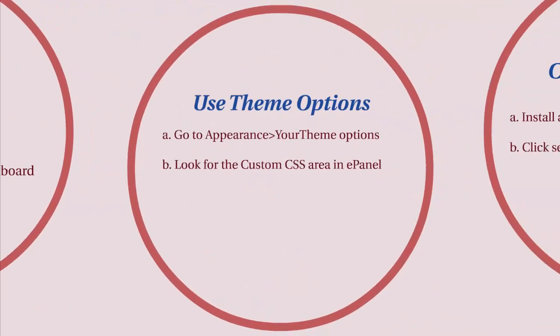The next example I want to show you is how you can use your theme options. Many themes have a spot in their options panel that will allow you to add custom CSS. Some themes, it's found in their ePanel. All you need to do is log into your dashboard, go to Appearance, find your theme options, and then look for the custom CSS area in ePanel. Let's go live and I'll show you how that's done.